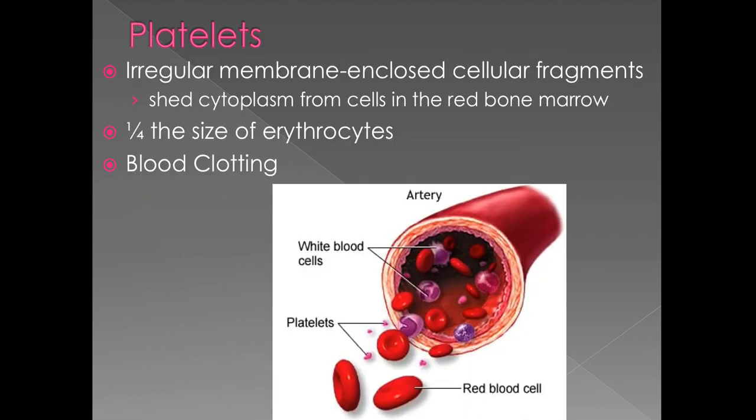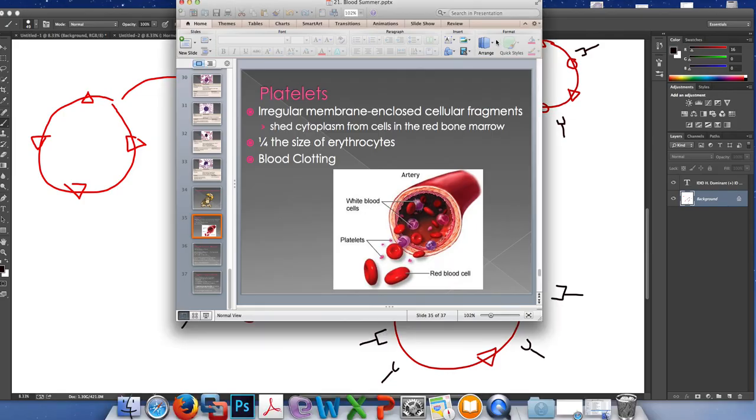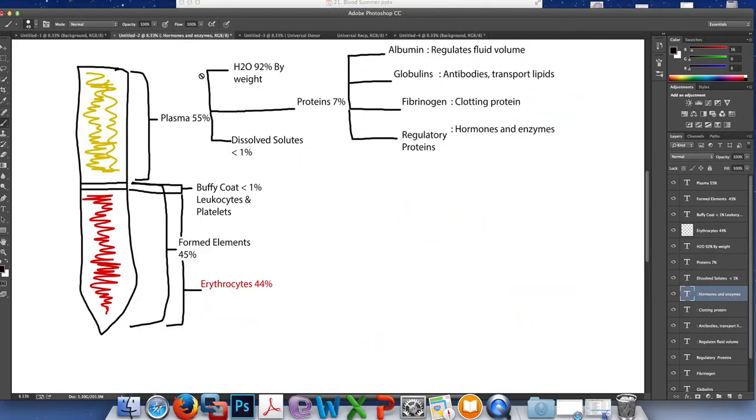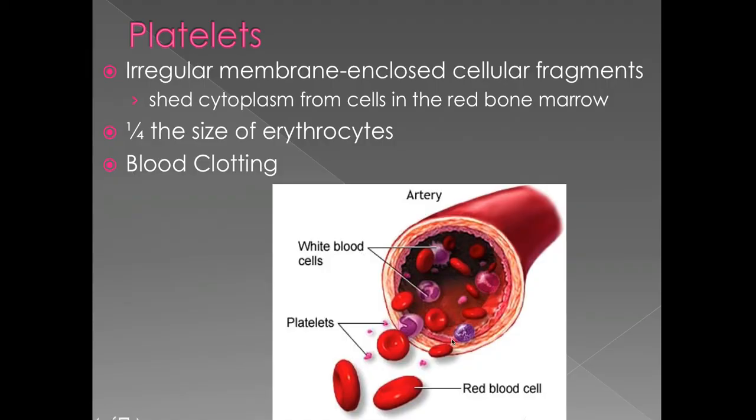The last thing we see in blood, and the last one of our formed elements, so to go back here, we talked about erythrocytes. We just got done talking about leukocytes. The last formed element is a platelet, and that's in the buffy coat. Platelets are basically protein-type cellular fragments that are very, very small in comparison to red blood cells, about a quarter of the size. And when needed, they will bind to that fibrinogen, that dissolved protein in plasma, to clot blood. And that's really all you need to know about them.